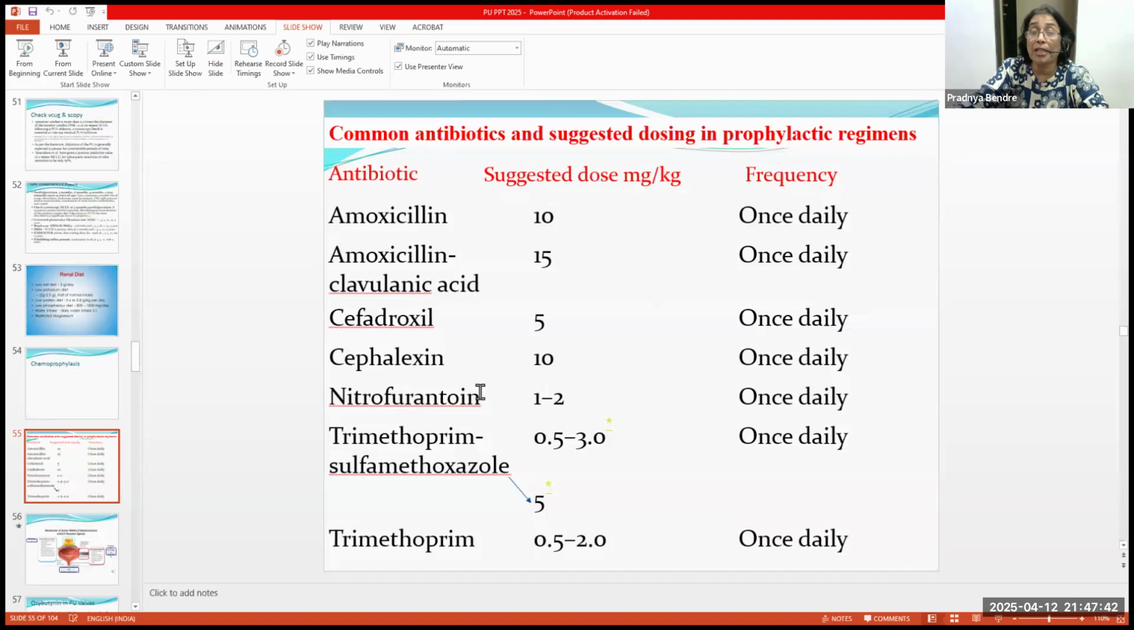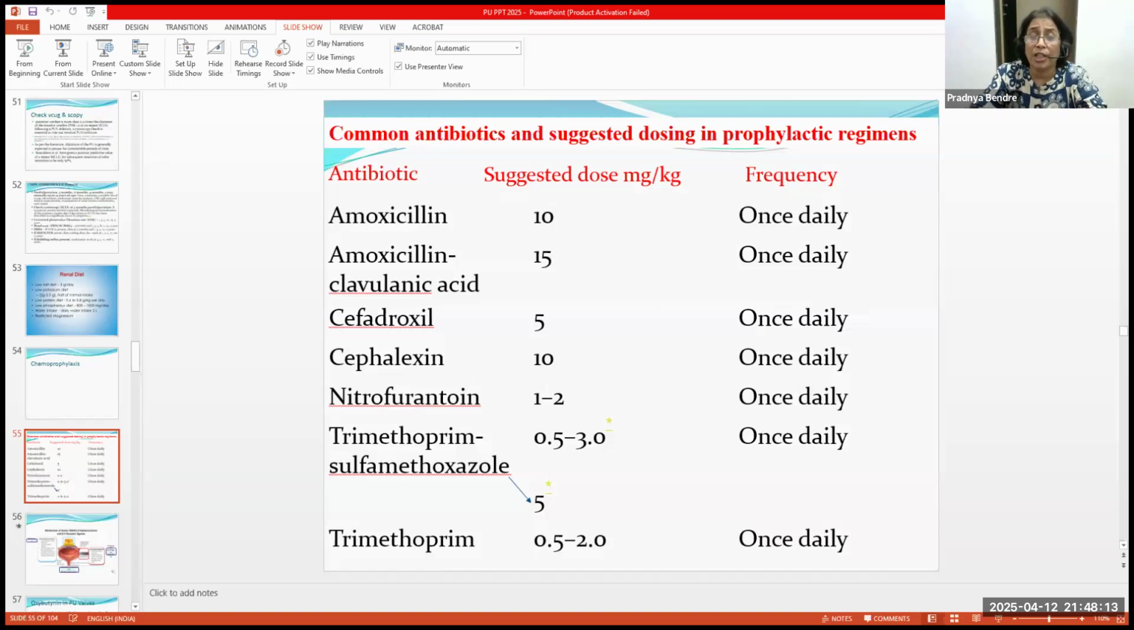Cephalosporins, nitrofurantoin is a very good chemoprophylactic agent, but that is not palatable. Septran, that is trimethoprim sulfamethoxazole, can be given after 2 months of age. But we prefer to give sandwich therapy for a couple of months, amoxicillin, then cephalosporin, and that way the resistance would be less. And now, what would be the timing of giving chemoprophylaxis?